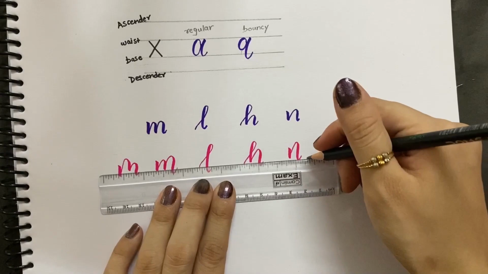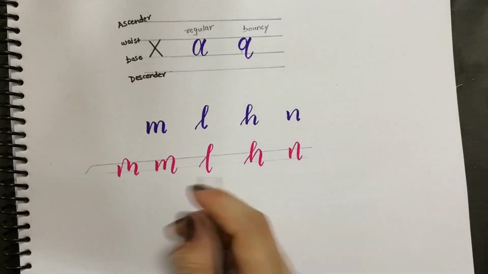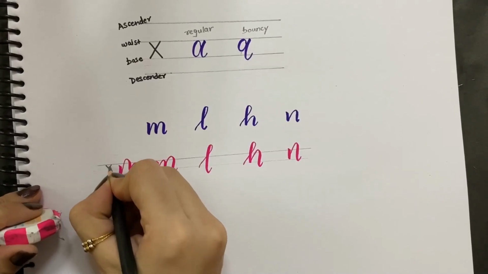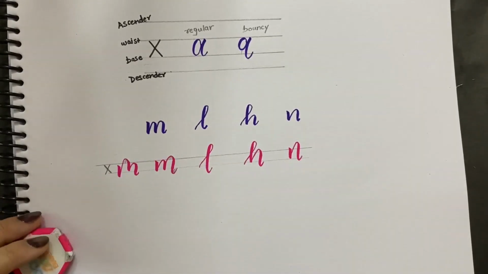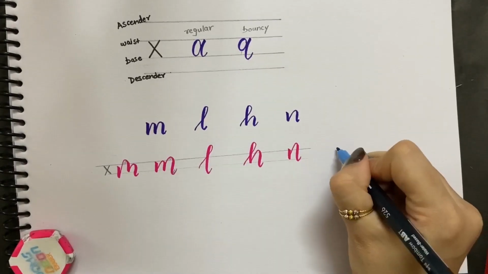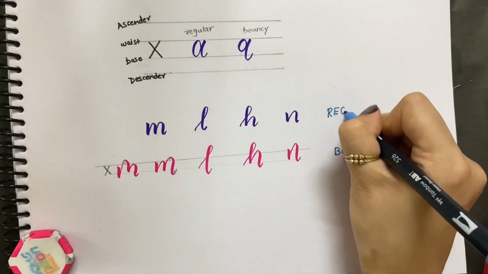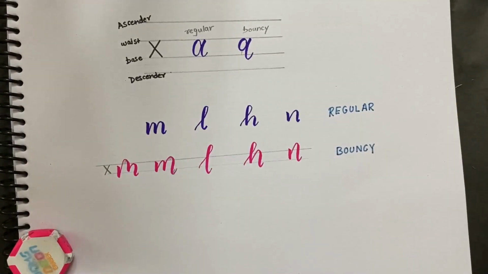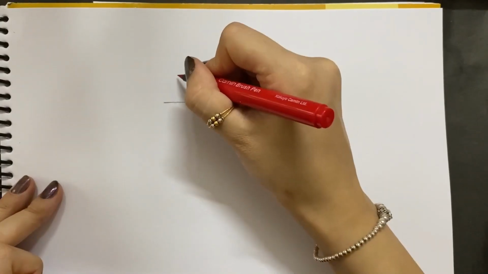Drawing the guidelines so you can see the difference. This is the X height. Now I'm using a Camlin brush pen.